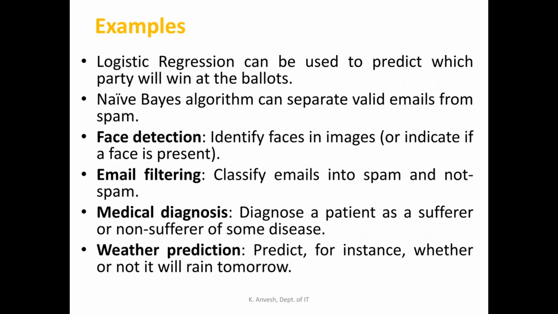Examples: logistic regression can be used to predict which party will win at the ballots. The Naive Bayes algorithm can separate valid emails from spam. Face detection: identify faces in images, or indicate if a face is present. Email filtering: classify emails into spam and not spam. Medical diagnosis: diagnose a patient as a sufferer or non-sufferer of some disease. Weather prediction: predict, for instance, whether or not it will rain tomorrow.